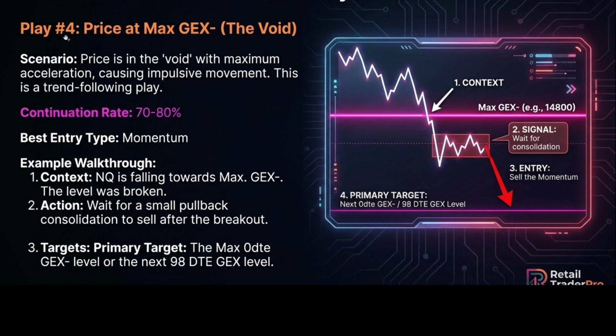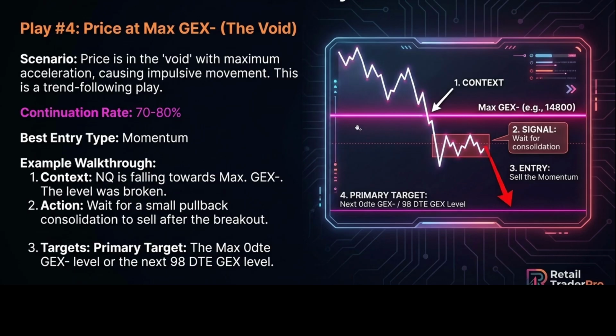And the fourth play is when price is at the max negative Gex level. As I named it here, this is the void. Why the void? Because the volatility here is so high and the price doesn't have a break here. The price is in the void with maximum acceleration, causing impulsive movement. This is a trend following play. The continuation rate is like 70 or 80%.